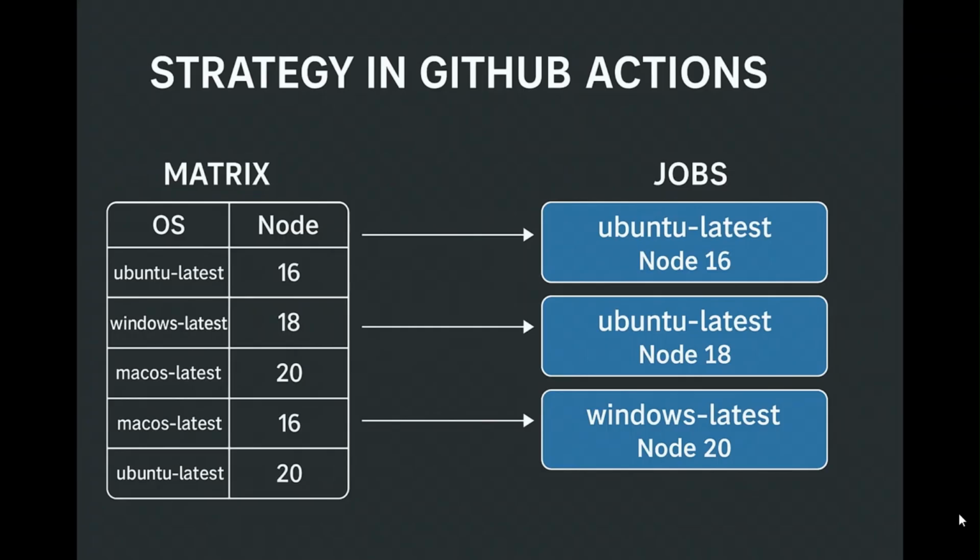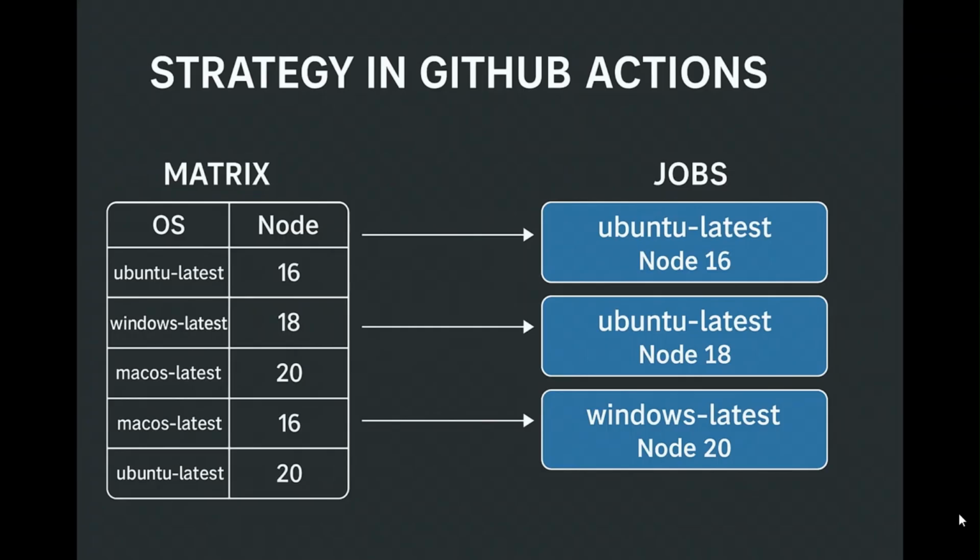Matrix builds allow you to run the same job across multiple environments in parallel. That means you can test versions of, let's say, Node.js or Python or even multiple operating systems, all at the same time, without writing duplicate workflows. By the end of this video, you will know how to set up a strategy matrix which runs parallel jobs for Node.js version 16, 18, and 20, and even expand that across Ubuntu, Windows, or macOS operating systems. So let's dive in and supercharge your GitHub Actions workflows with matrix builds.